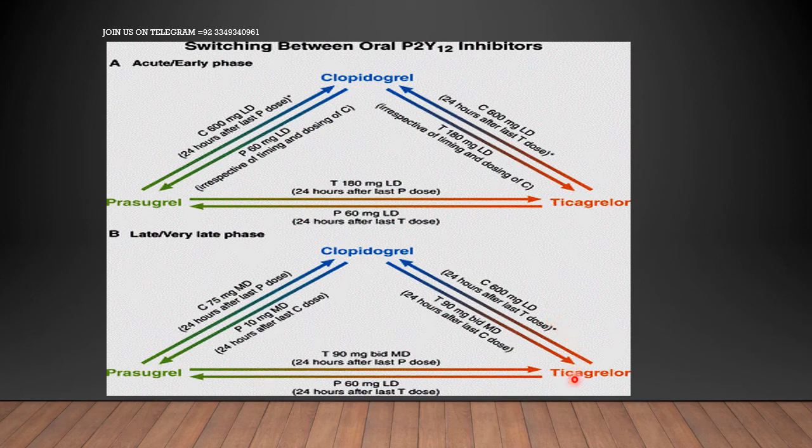And during the very late phases, if you have to change between ticagrelor and prasugrel, only the maintenance dose is given if you are switching between prasugrel and ticagrelor. And if the change is from ticagrelor to prasugrel, give a prasugrel loading dose 24 hours after the last ticagrelor dose.